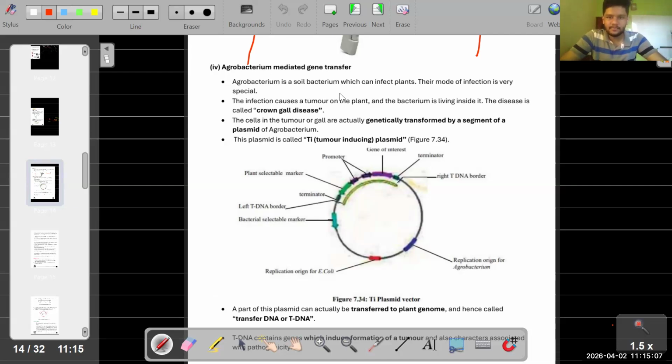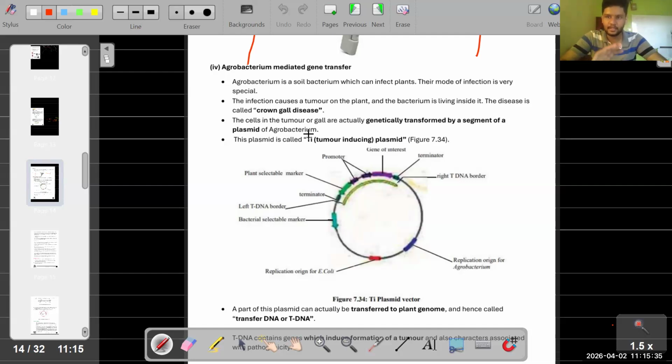Agrobacterium is a soil bacterium which infects plants. The mode of infection is very special. The infection causes a tumor on the plant, and the bacterium is living inside it. The disease is called crown gall disease. It is a disease that is caused by Agrobacterium. That disease is called crown gall disease, right? The cells in the tumor or gall are actually genetically transformed by a segment of plasmid of Agrobacterium.